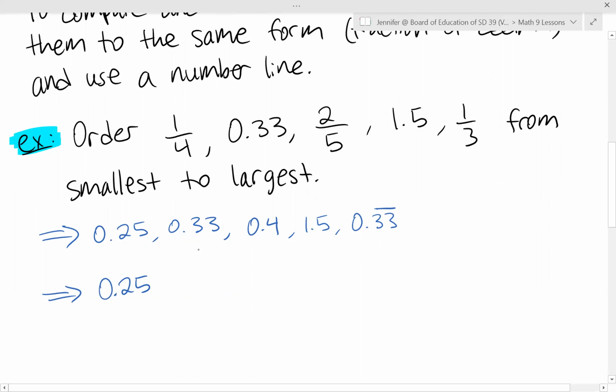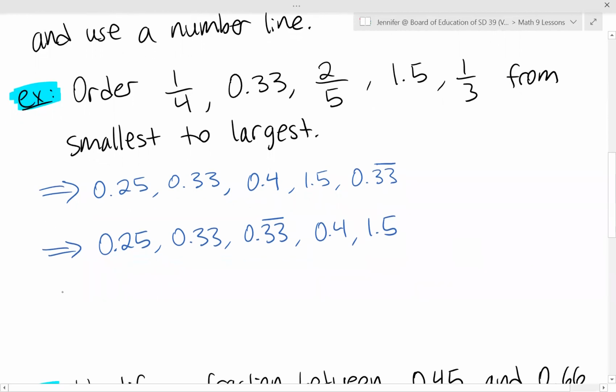Well, actually, the first option is going to be smaller because the third decimal spot, in this case, it's going to be 0. In this case, it's going to be 3. 0 is less than 3, so therefore this number is slightly smaller. So then the repeating one is next. Then we've got 0.4, then we've got 1.5.